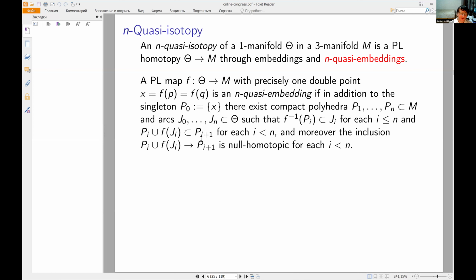So that last condition certainly holds if each Pi is contractible. So as a simplified version of this definition, you can imagine that instead of the final condition, there is a requirement that each Pi be contractible. So you have arcs in the domain and contractible polyhedra in the range. And then, well, we'll see an example.